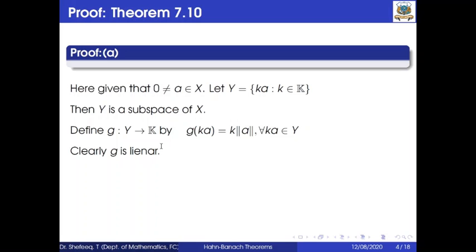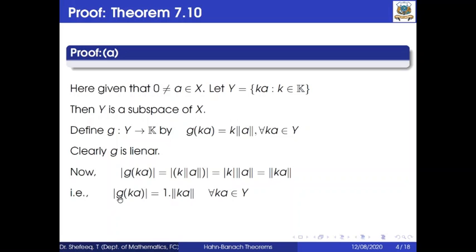Now |g(ka)|, which is equal to |k| ||a||. Now if we take k outside from this modulus, we have |k| ||a||. Now by the property of norm we can write this as ||ka||. So we have |g(ka)| = ||ka||. Now |g(ka)| = ||ka|| means this is equal to 1 times ||ka||. This is for all ka belongs to Y. So this shows that g is continuous.